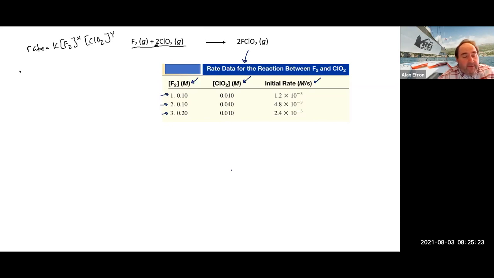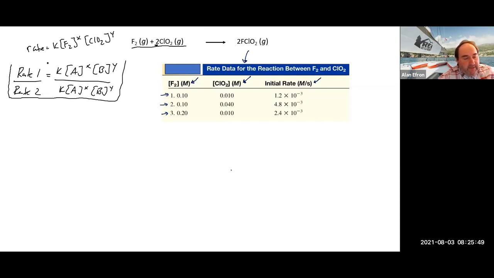The mathematical approach is you could use this formula here, which is rate 1 equals k times [A] to the x and [B] to the y, divided by rate 2 equals k times [A] to the x and [B] to the y. This little formula here is very useful when you're trying to determine the rate law from actual tables. Now, what do rate 1 and rate 2 mean? It means you go to this table, and it doesn't necessarily mean that you just grab the first entry and the second entry. That's not what it means.